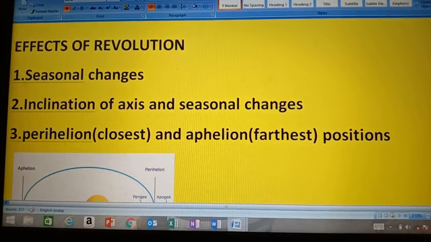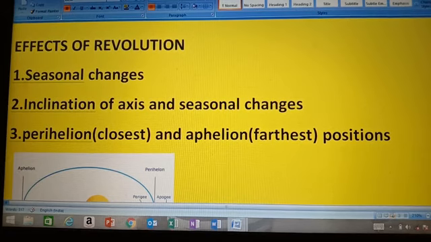Then we have studied about orbital plane, the inclination of Earth's axis, which is tilted at an angle of 66.5 degree. Then the motion of Earth is from west to east. Okay. Then here we will study about few effects of revolution, like seasonal changes, children.